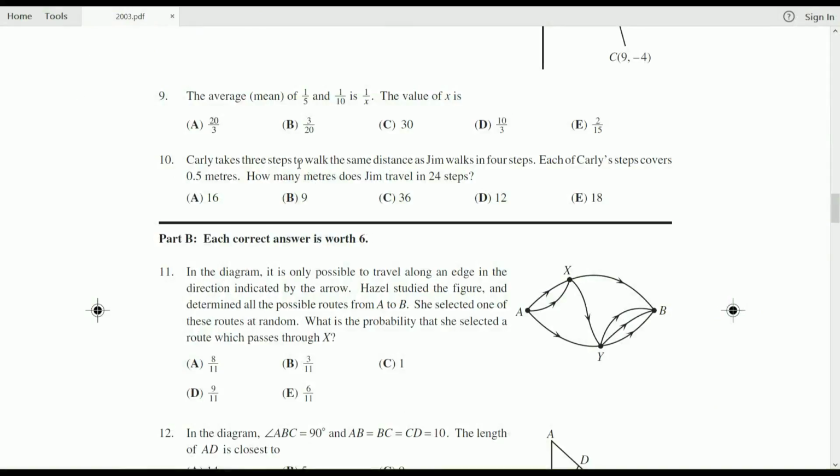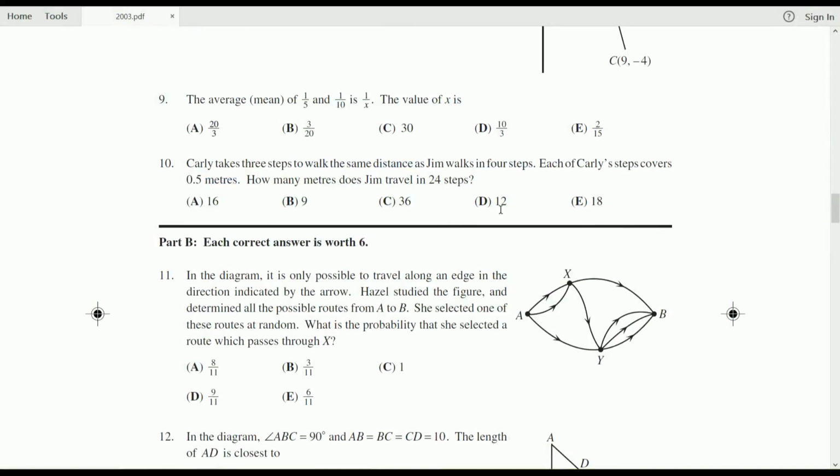Carly takes 3 steps to walk the same distance as Jim walks in 4 steps. Each of Carly's steps covers 0.5 meters. How many meters does Jim travel in 24 steps? Okay.